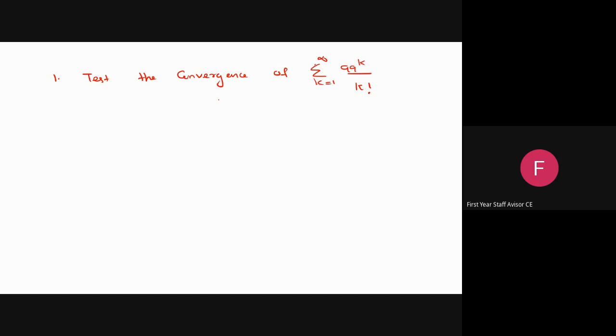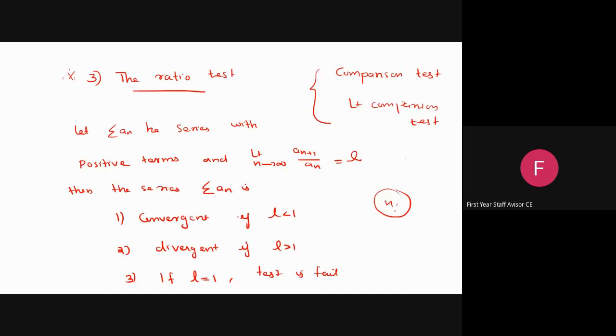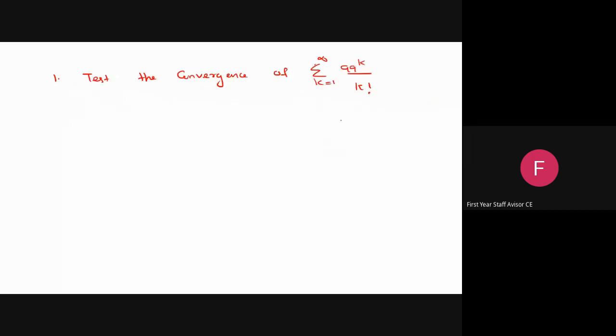For the ratio test we want to find ak and ak plus 1. Here we want to find the limit of ak plus 1 by ak, like an plus 1 by an. Generally if the series is in terms of n, you find an plus 1 divided by an. But here it is given in terms of k, so you find ak plus 1 by ak.